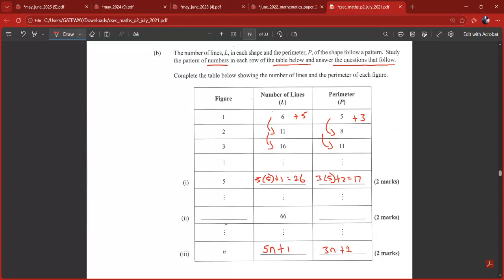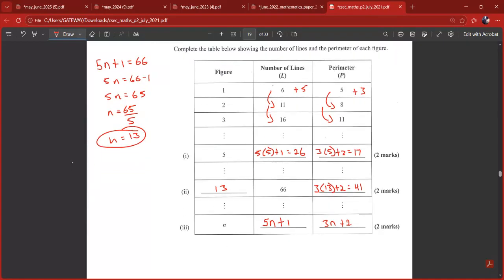Then to get the figure number, you already know that the number of lines is 66. So you're going to let the formula for the number of lines, which is 5n plus 1, be equal to 66. So you're going to get 5n to be equal to 66 minus 1. So 5n is equal to 65. So n will be equal to 65 divided by 5. So n will be equal to 13. So you're going to put 13 there. Then you're going to say this is 3 by 13 plus 2, which is basically 41. 41 is my answer.